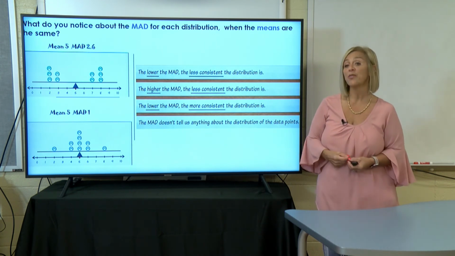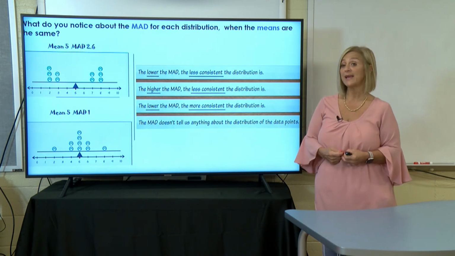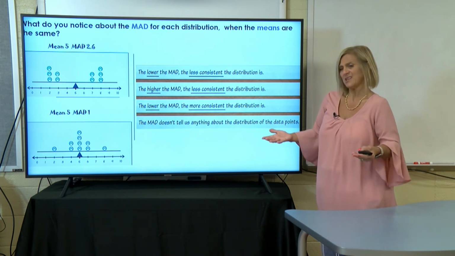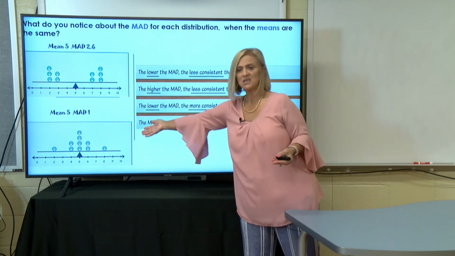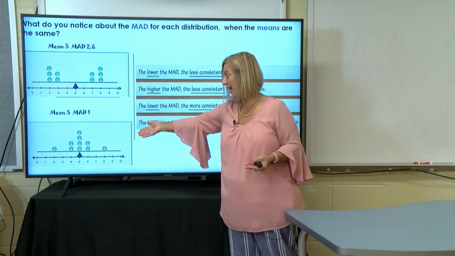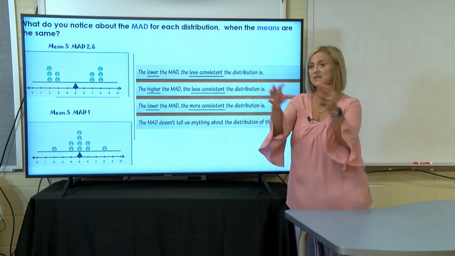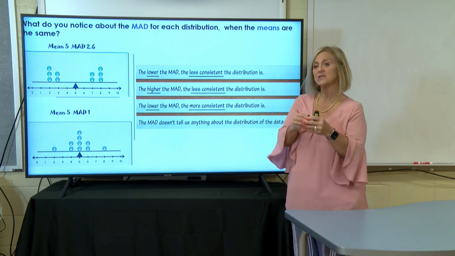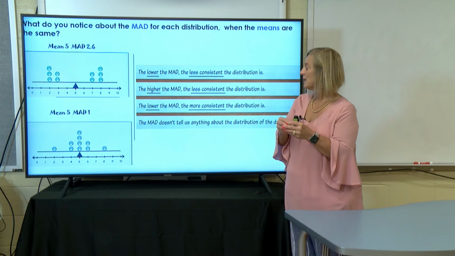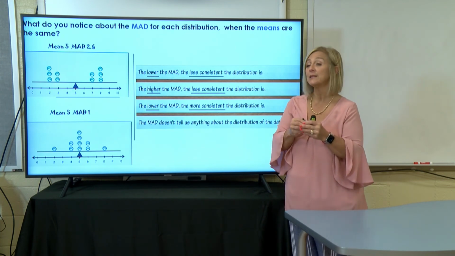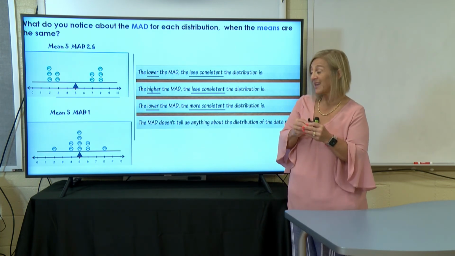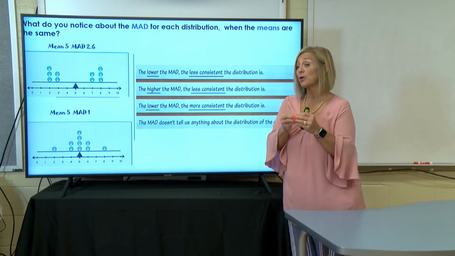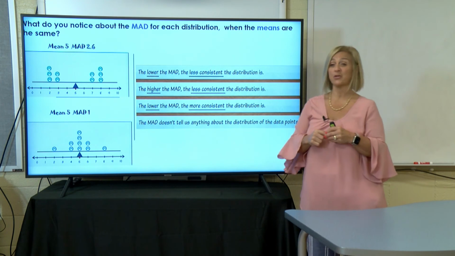The lower the MAD, the less consistent the distribution is. Well, let's go see. The sliders have a 1 as their MAD. What do you see about the distribution of their data? Is it further apart or is it closer together? The lower the MAD, the less consistent. I don't think that's right because I think it's more consistent. I think they're closer together. So I don't think this is the right answer.